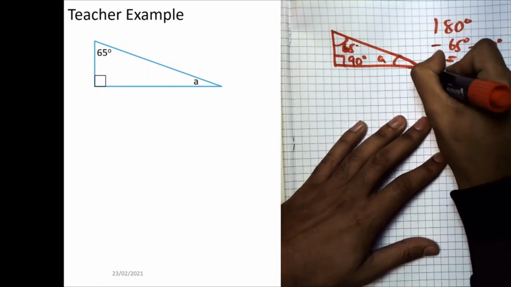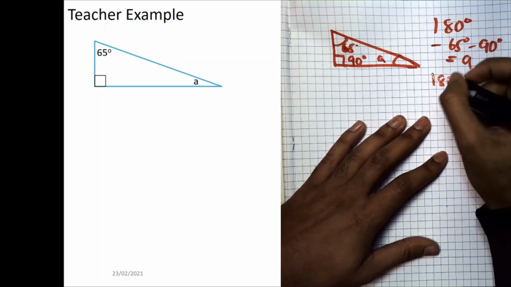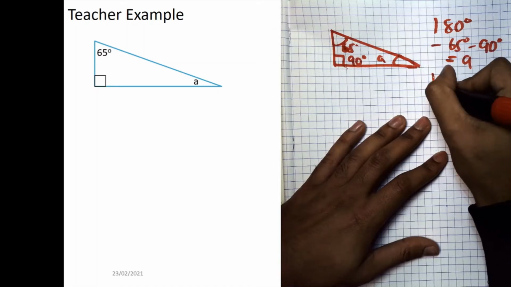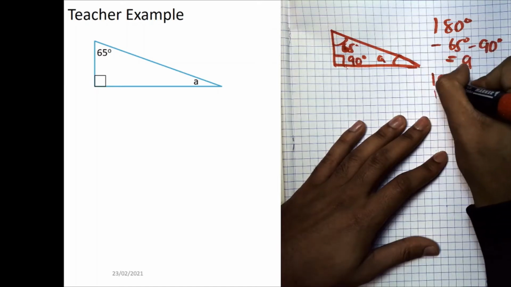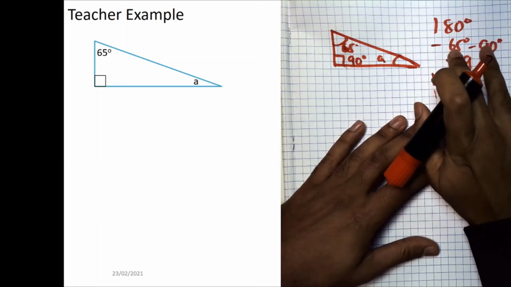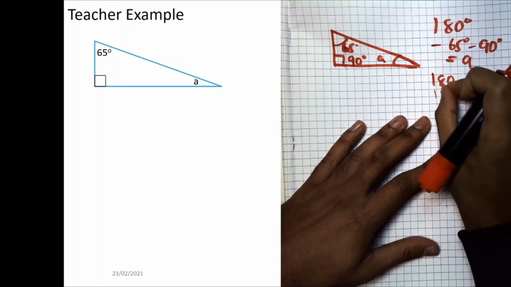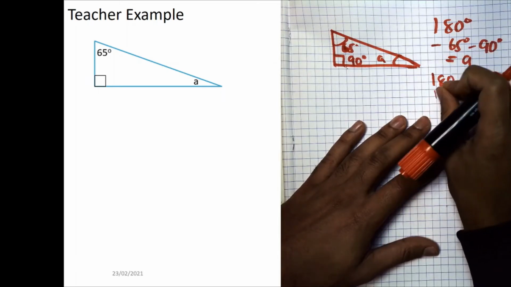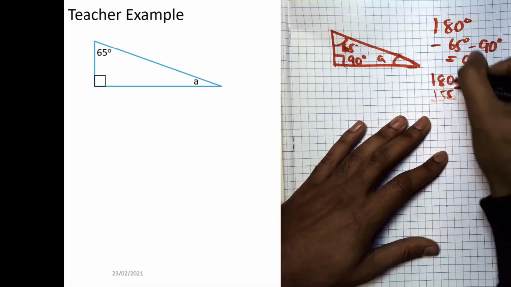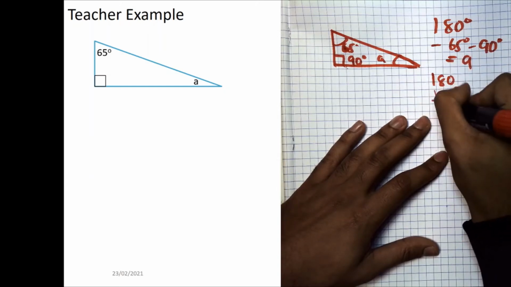So 180 take away, I'm just going to do it as one number, in this case 155, just as we've been doing before. If I added these two together, I'm basically subtracting a total of 155, and that would be equal to 35 degrees.